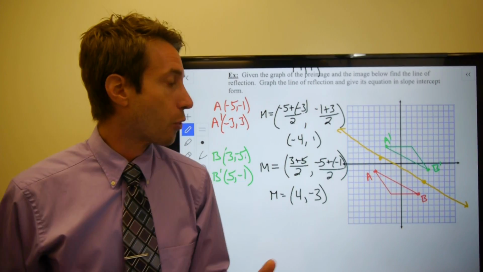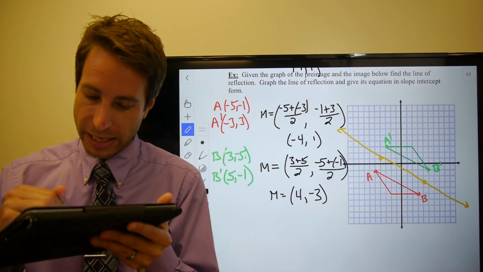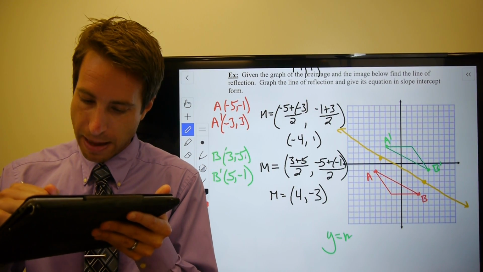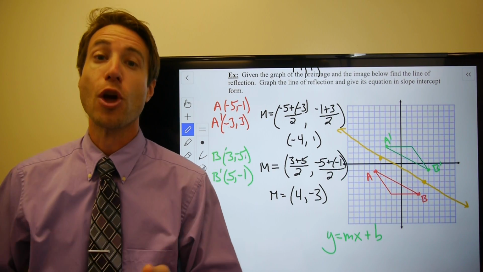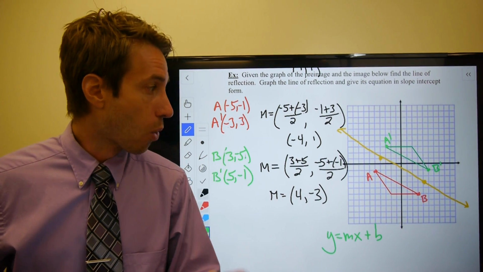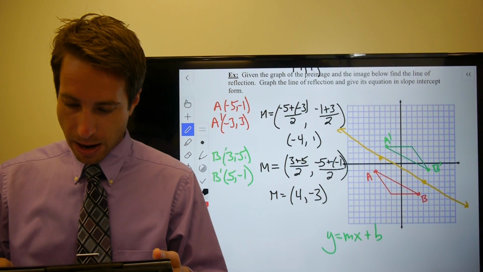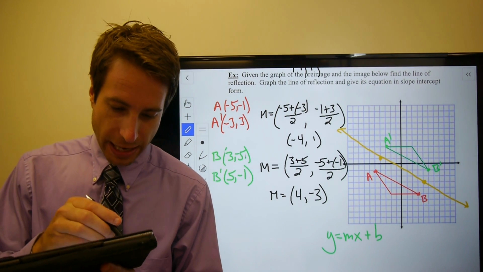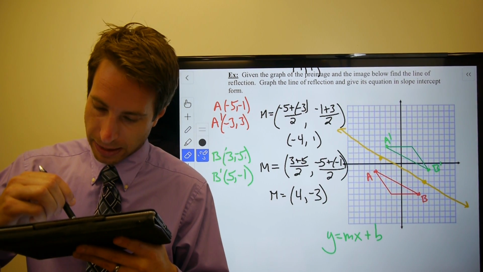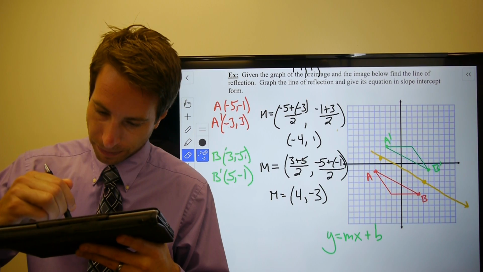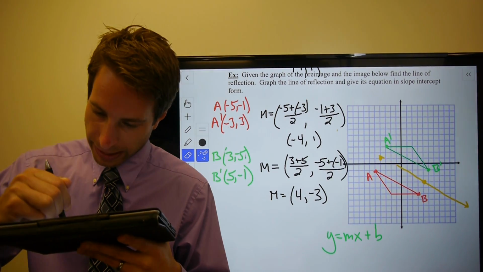Now, I ask you for the equation of a line. Remember, it is y equals mx plus b. What is the slope? What is the y-intercept? Okay, actually, here, let me see if I can fix my line a little bit, because I didn't quite hit it.